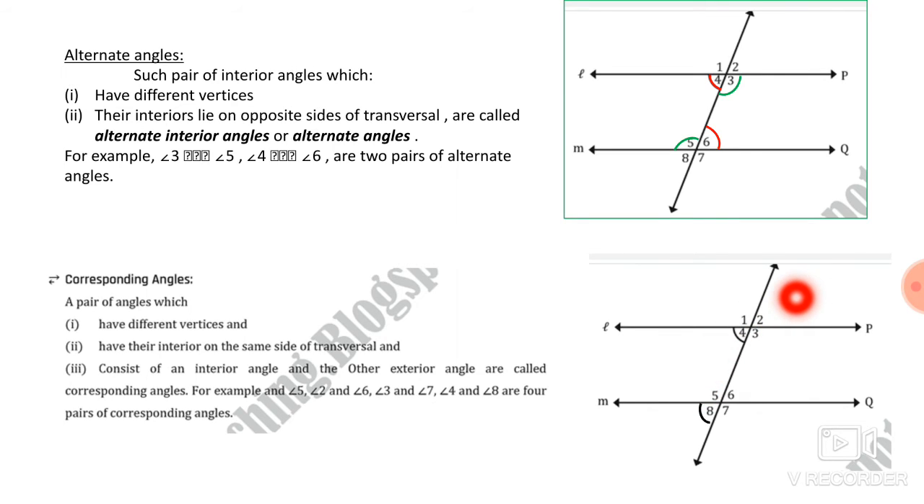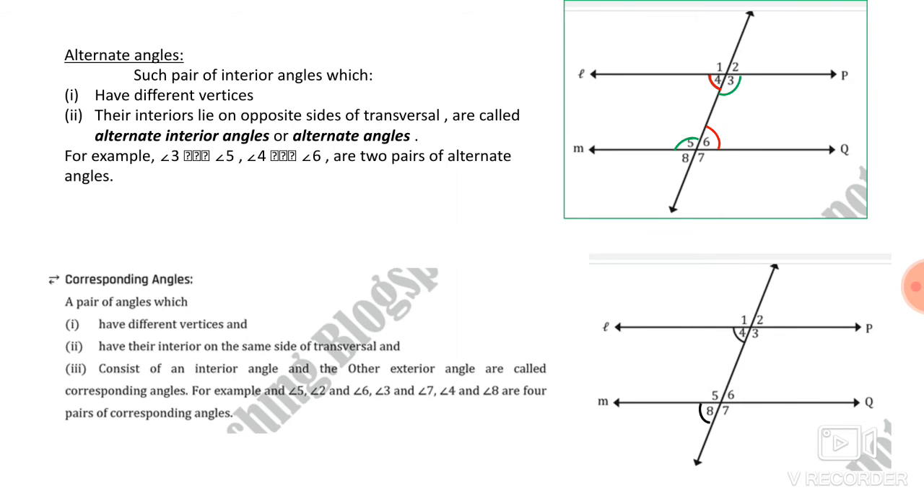Similarly, if we consider angle number 2, according to the first property, the corresponding angle will not have the same vertex. We have four choices, angle number 5, 6, 7 and 8. According to the second condition, their interiors should be on the same side. We are left with only two choices, 6 and 7, because 5 and 8 have interiors on the opposite side. And according to the definition, interiors should be on the same side. So when looking for the corresponding angle of angle number 2, we are left with two choices, angle number 6 or angle number 7.